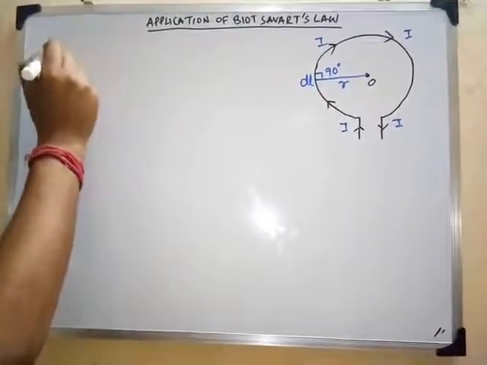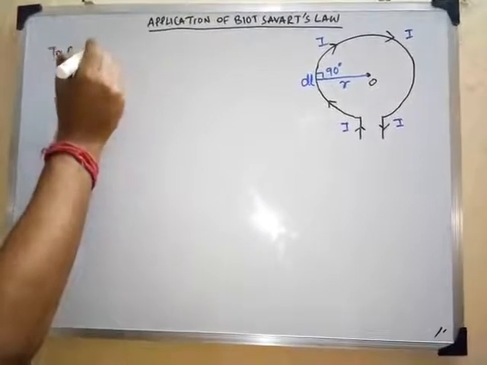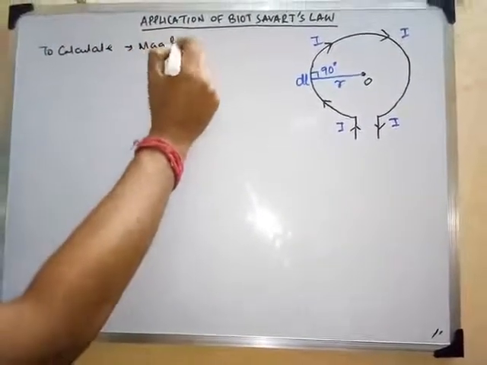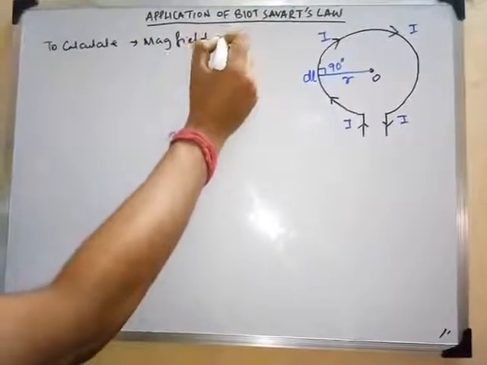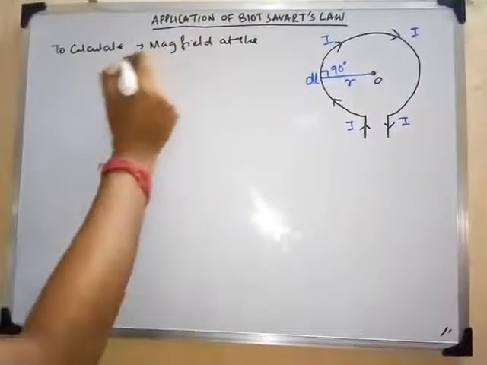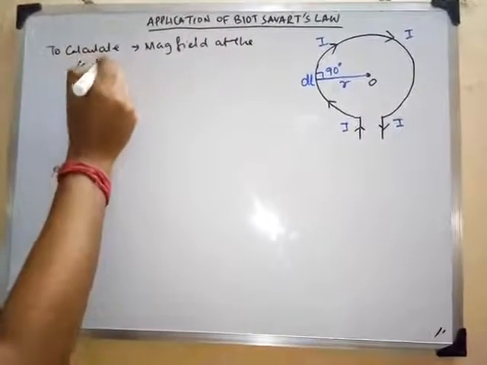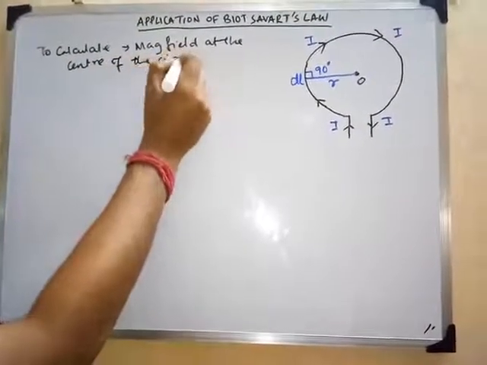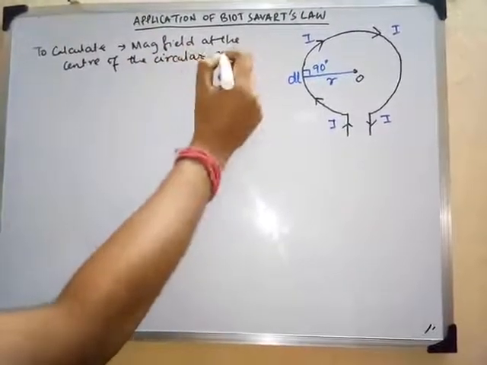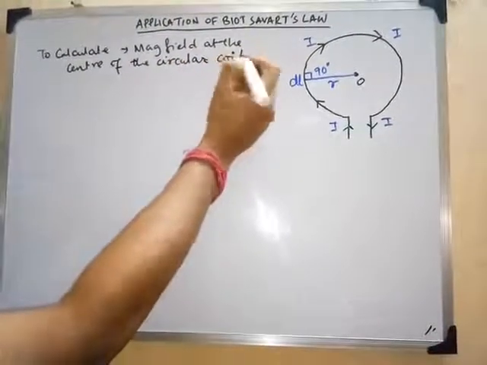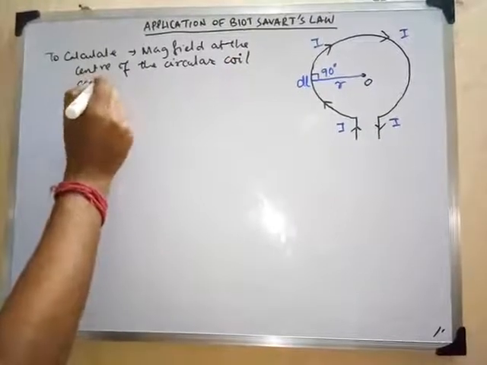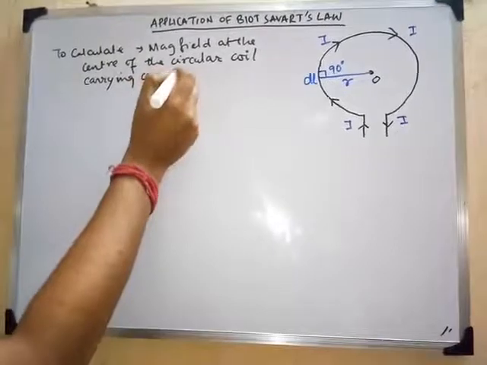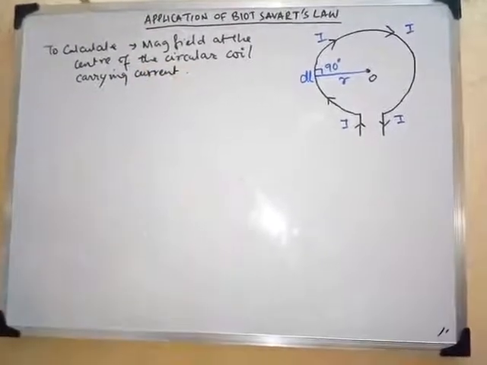To calculate magnetic field at the center of the circular coil carrying current, right?